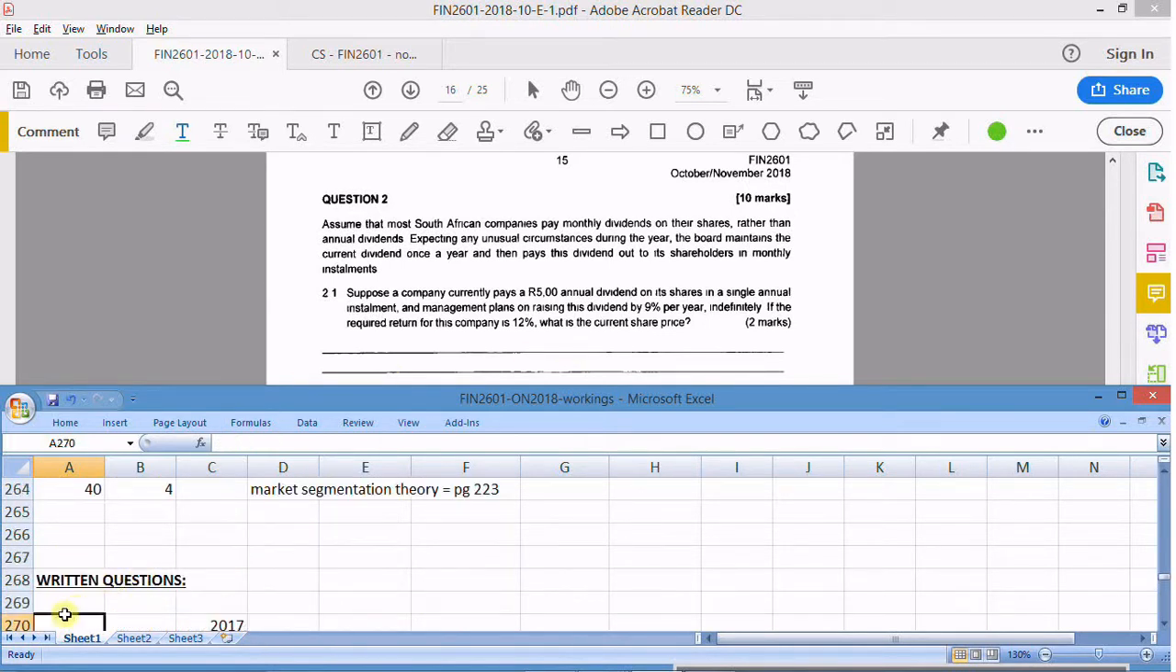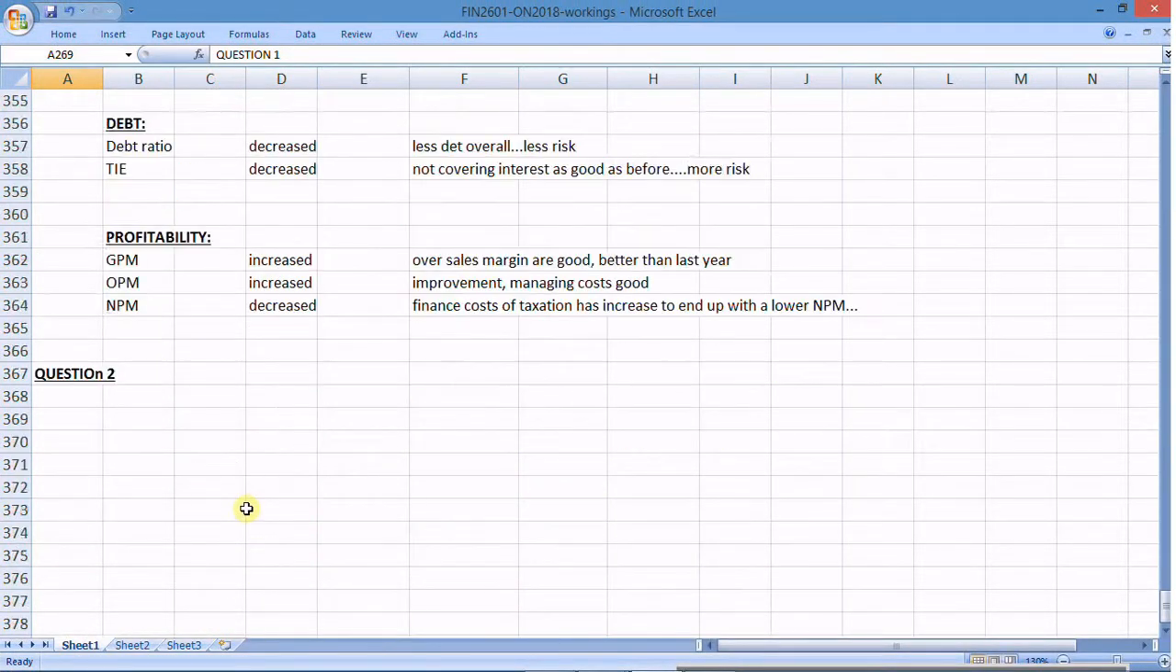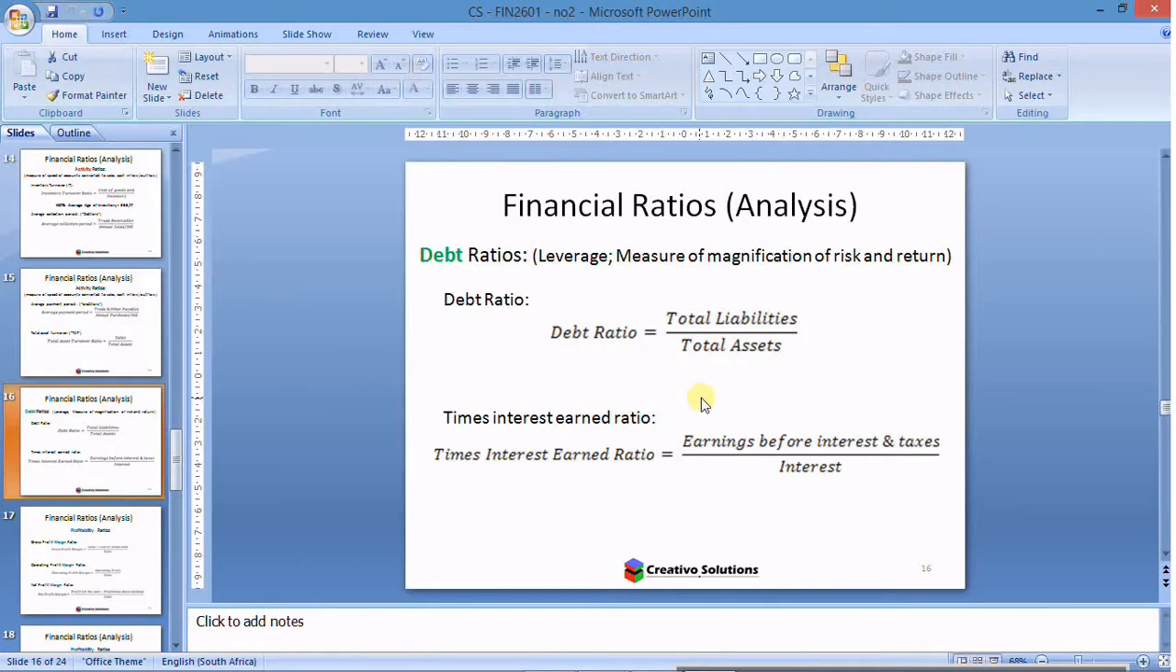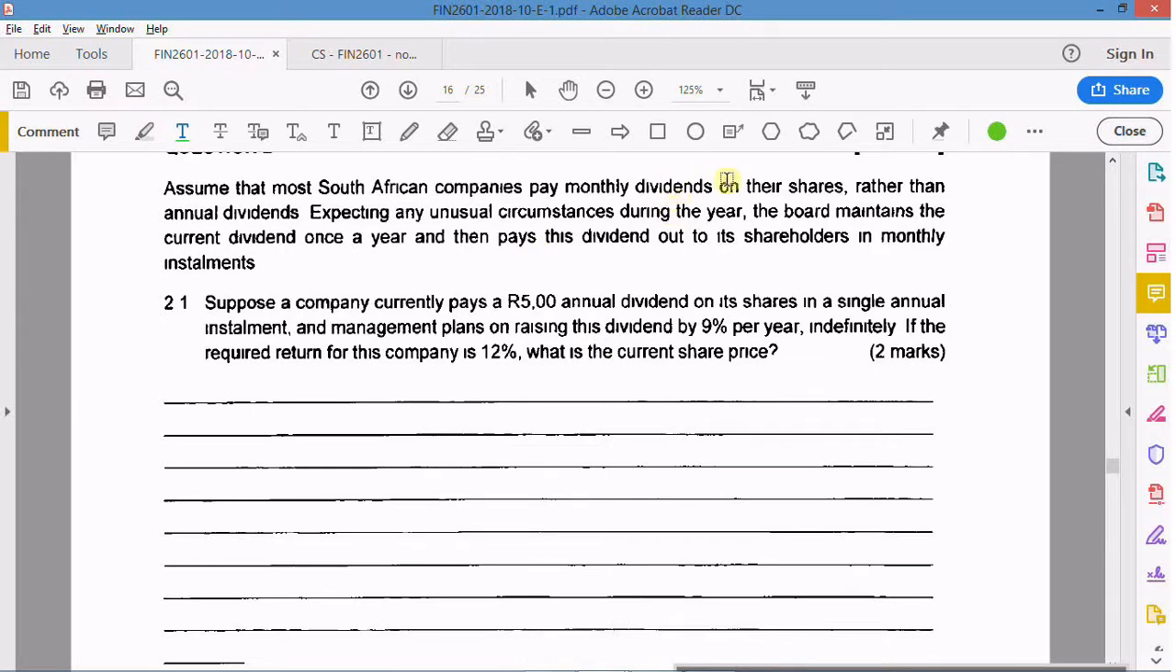Okay, right. Question one. I just want to put a heading there for the question number. Okay, let's blow it up again. Okay, so the last question. Assume that most African companies pay monthly dividends on their shares rather than annual dividends. Not expecting any unusual circumstances during the year, the board maintains the current dividend once a year and then pays the dividend out to shareholders in monthly installments. Okay, so this is still important. It only happens once a year, but they pay it out in monthly installments.